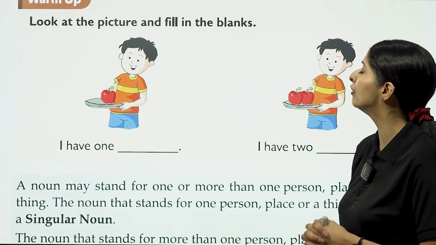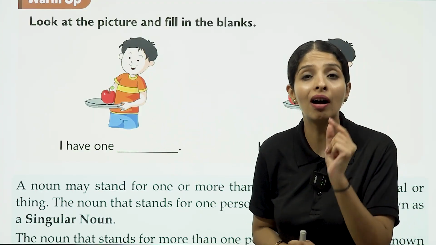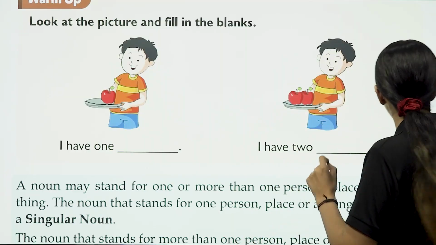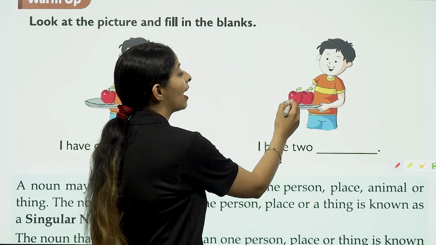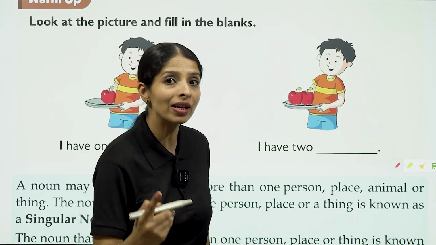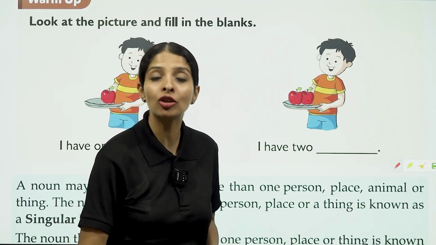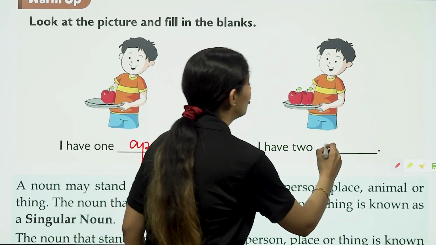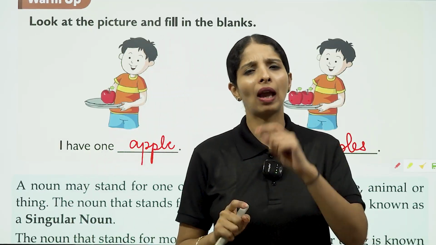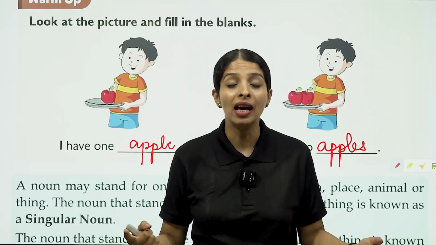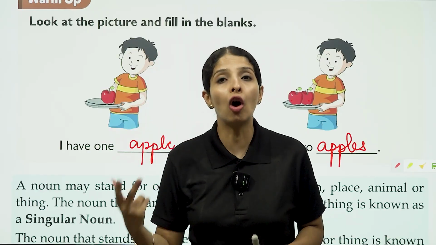Look at the picture and fill in the blanks. If you can see in the picture, the boy is having an apple, one apple. So I have one apple. Here, if you see the second picture, the boy is having 2 apples. Apple or apples? Apples. Whenever we talk about plural, then its spelling changes. I have 2 apples. For example, I have one doll. So I'll say I have a doll. But what if I have 2 dolls? Then I will say I have 2 dolls.